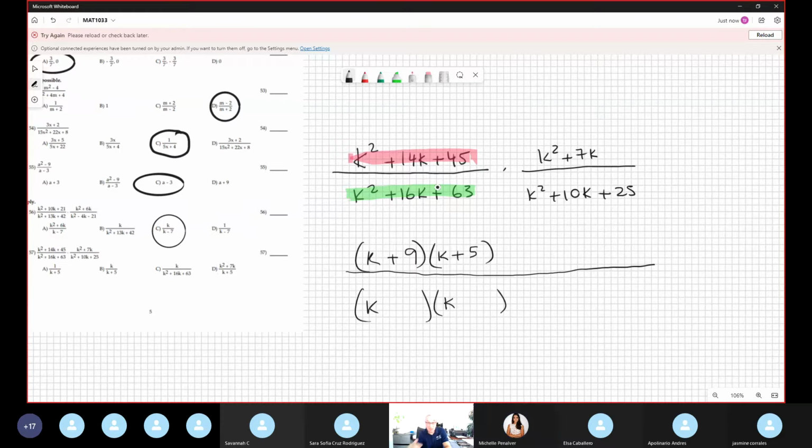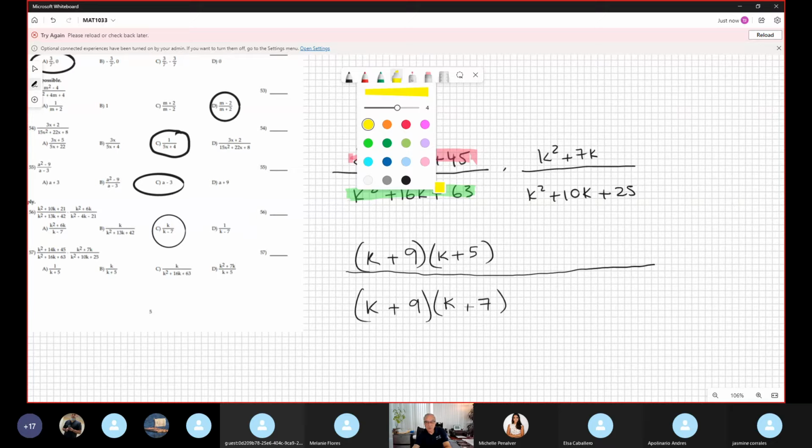9 and 7, very well. Because I know 9 times 7 is 63, and 9 plus 7 is 16. Again, the sign is positive. Now I go to this binomial. The only possibility for the factorization is the GCF. The GCF is K. So K times (K plus 7). Cool.